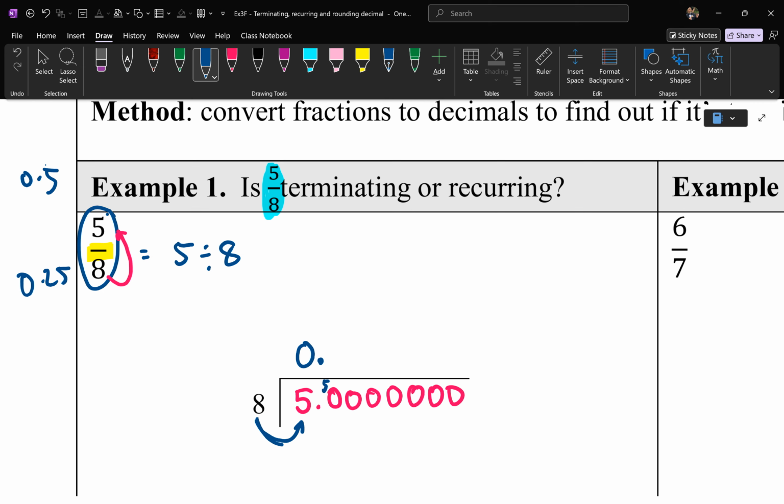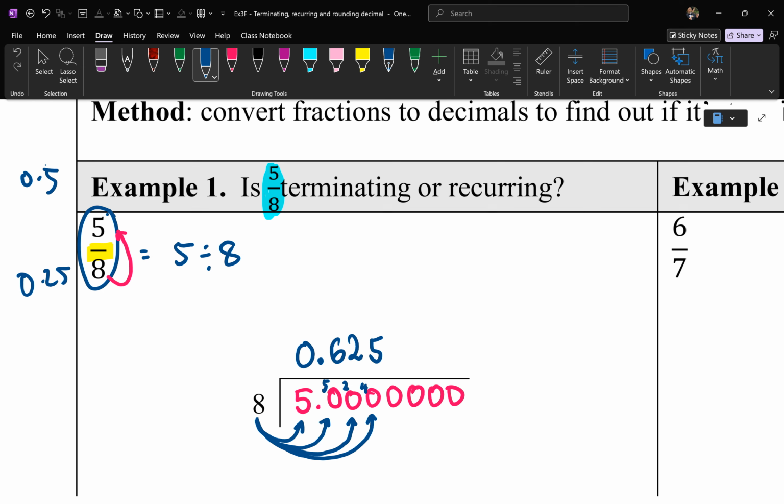So how many 8s now fit into 50 tenths? 6, because 8 times 6 is 48. But then what's the remainder? 2, because you're missing 2 to make 50. So you carry the 2. Now, that's a 20. So how many 8s in 20 hundredths? 2, very good. 2 times 8 is 16. Remainder? 4. So you carry the 4 over. And that now becomes 40 thousandths. So how many 8s fit into 40? 5. Beautiful. And that's a remainder of 0.